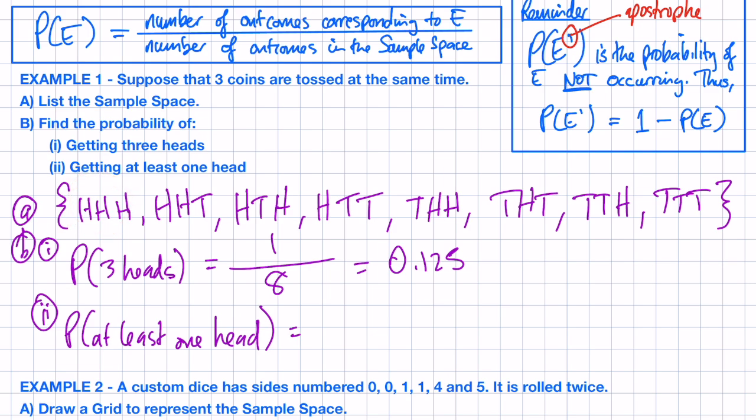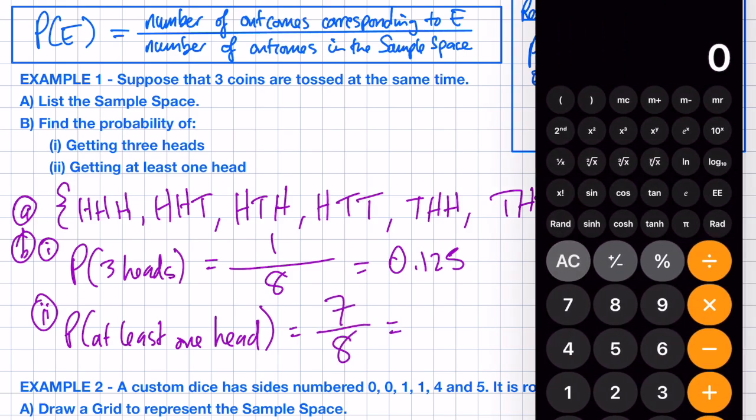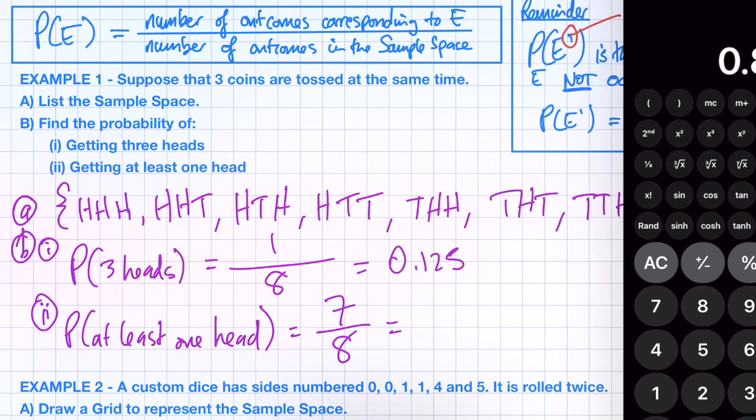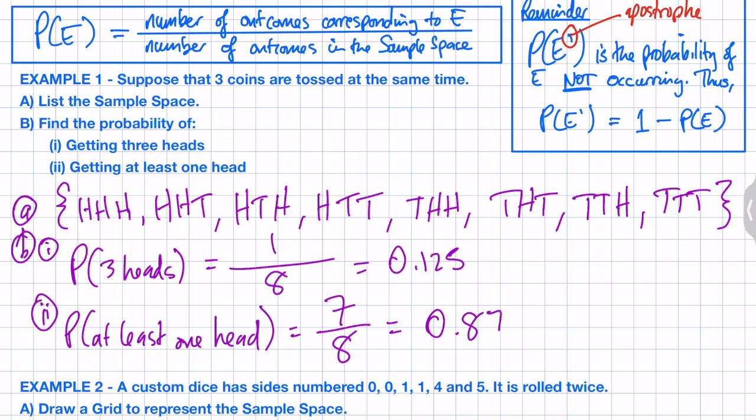So how many events correspond with the thing that I care about? 7 over 8. That's not going to be a nice number. 7 divided by 8 is 0.875. It is everything except tails, tails, tails, which you could also write as 1 minus P 3 tails. Okay, a minute or so to get that example down, please, and then we'll move on.